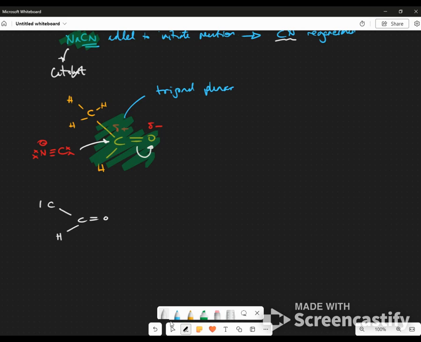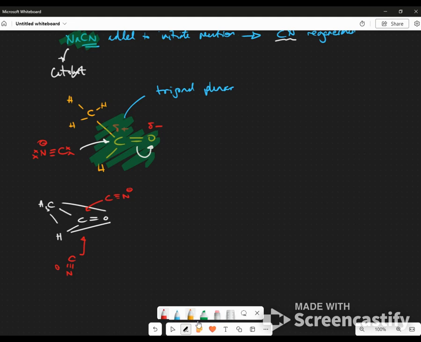if you can imagine this whole thing is flat, the attack could come from the bottom, there's the CN attacking from the bottom, or it could come from the top of this planar part of the molecule. Okay, so there it comes from the top. All right, so it looks like it's coming from the side, but it's either coming from the top or the bottom because the thing's planar.